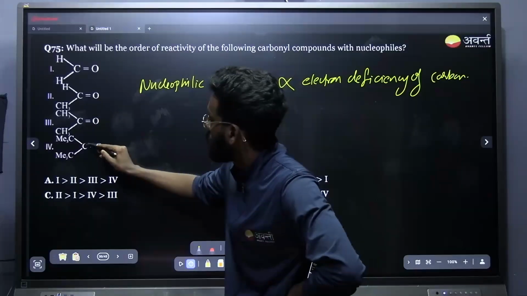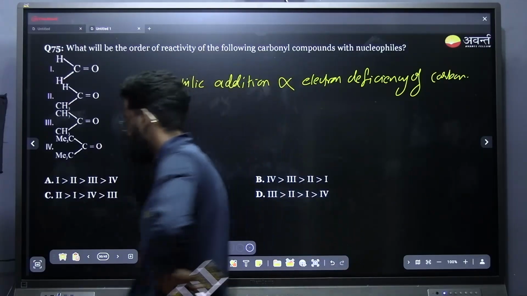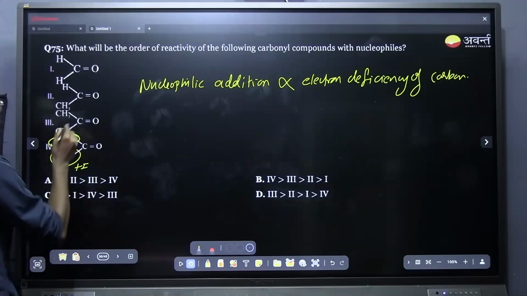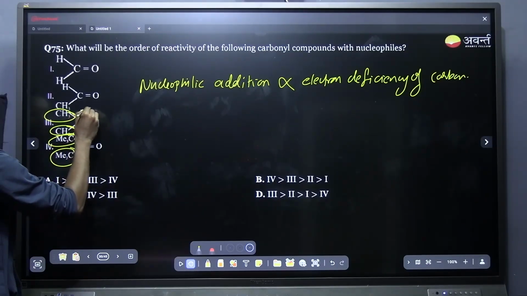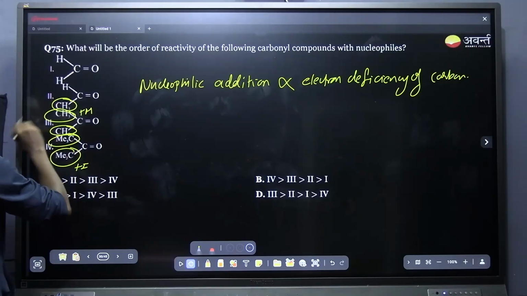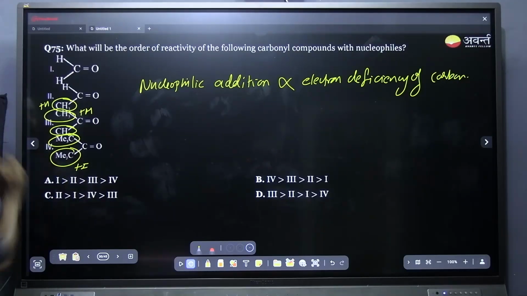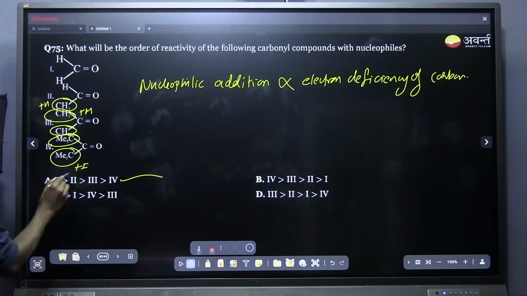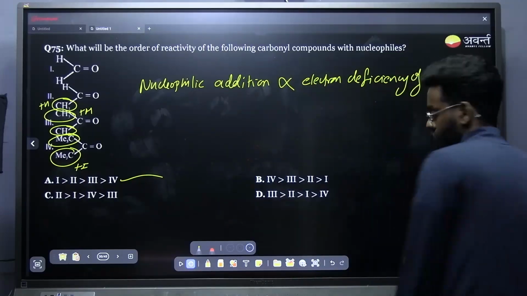Among these you can see, here a CH3 methyl group is there, two trimethyl groups are there. So here it will have the highest inductive effect. What about the third one? There is also a CH3 group, there will be a plus I effect, and in the second one also there is a plus I effect, and in the first one there is no effect like that. So the first one will have the highest rate. Plus effect will decrease the electron deficiency of carbon. So the order is 1 greater than 2 greater than 3 greater than 4. Okay, is it clear? Shall I move?